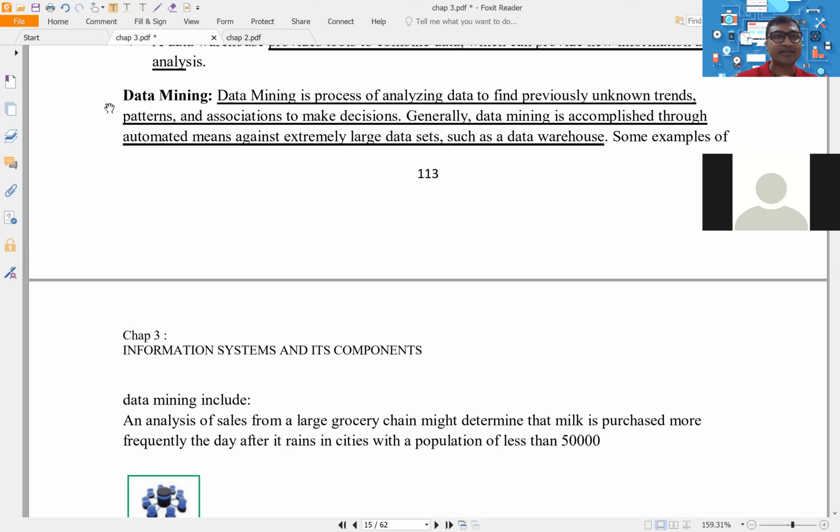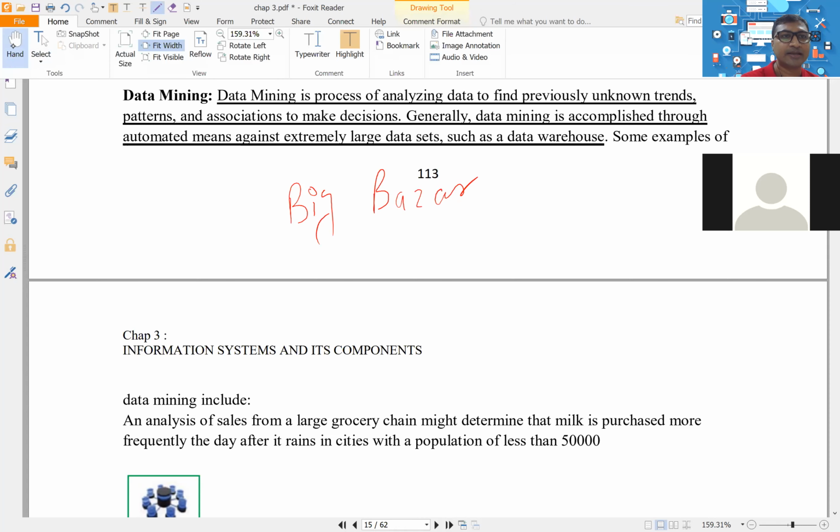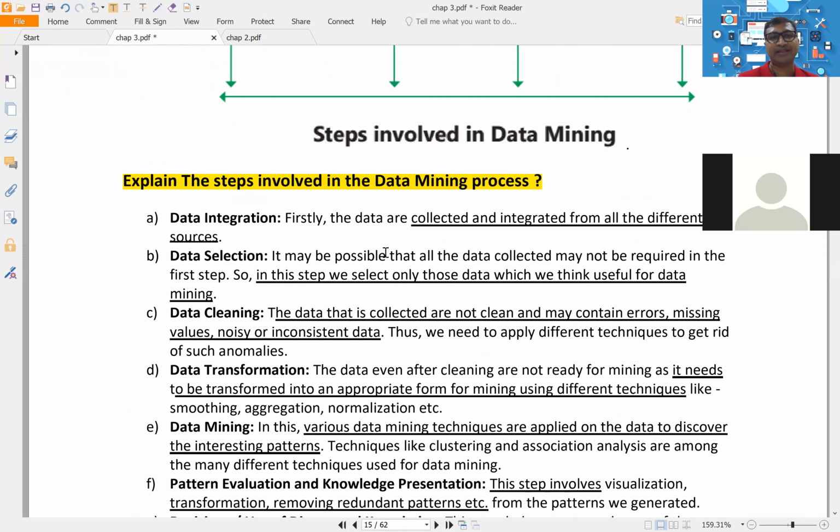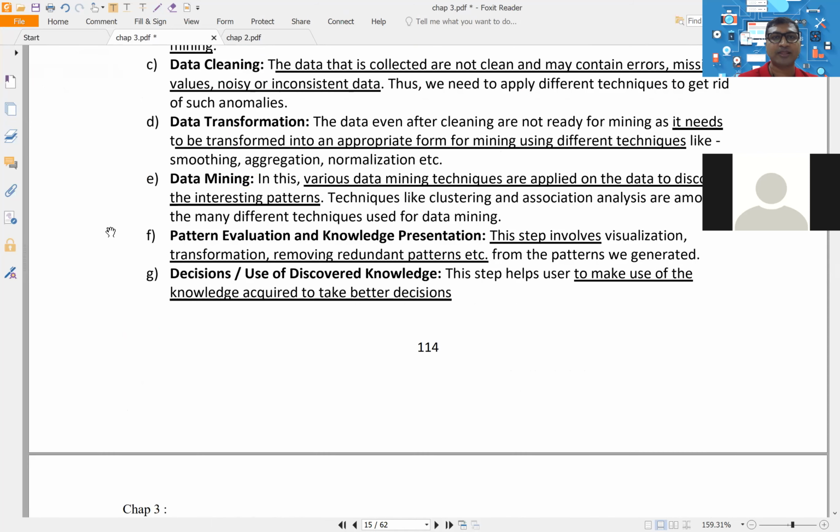I have given an example, if you remember, Big Bazaar. Big Bazaar example I have given, how they will come to know how to arrange the products in such a way that their sales will increase. That was data mining. Okay, and then there was an addition of a question: explain the steps involved in the data mining process. Now please try to remember, this was in the amendment. Yes, earlier it was not in the syllabus. May 20 and November 20 they came into the syllabus.